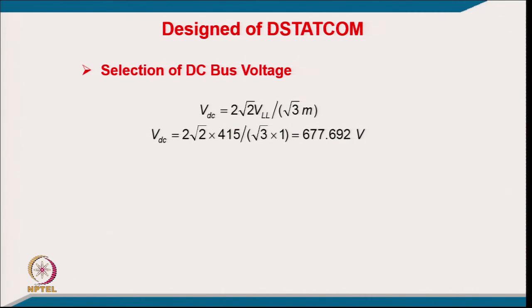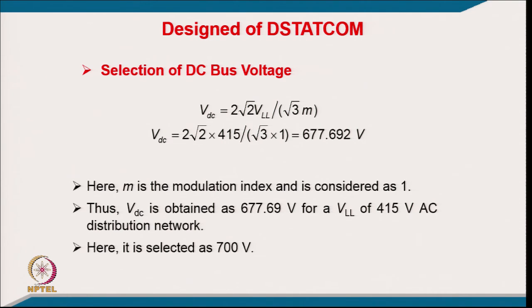M is the modulation index, so you can take 1, and it is a system voltage. 415 is the line voltage which you can put. It comes to 6 times 77.692 volt, which you can round off to around 700 volt. So, 700 volt is a reasonably okay voltage if you are really designing for a 415 Indian distribution system.